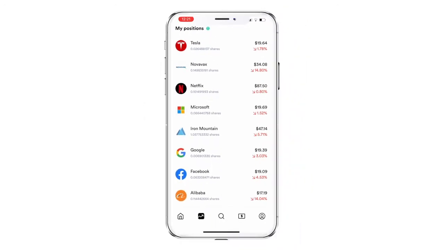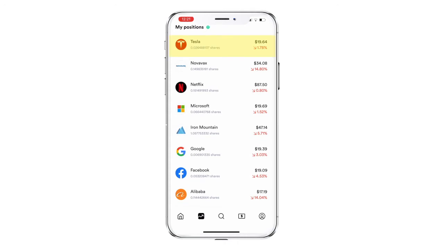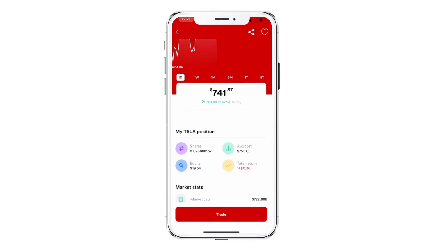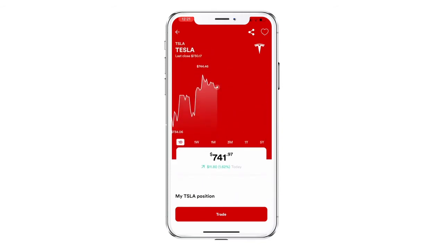Okay, so nagfa-fluctuate yan. When you click on the stock, here you'll see more info about it. Later, i-discuss ko sila isa-isa.